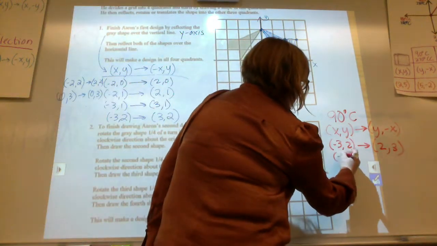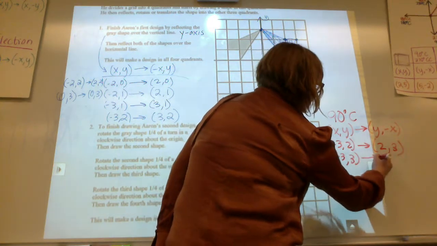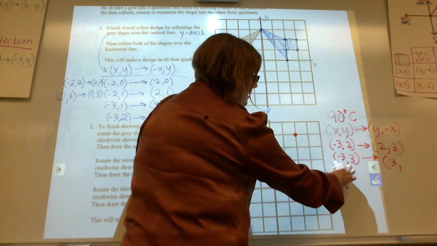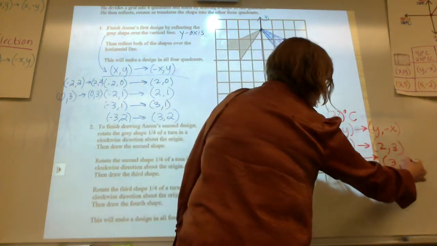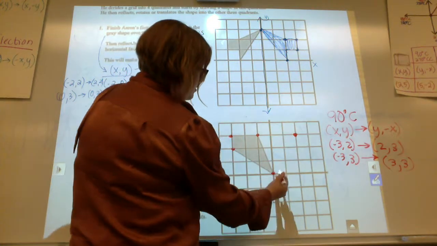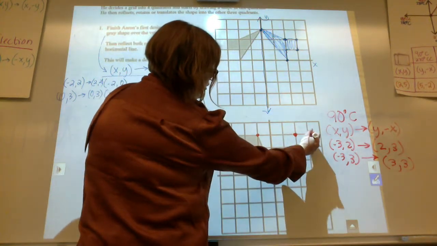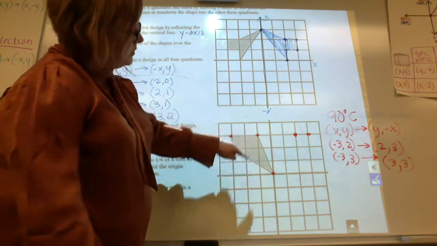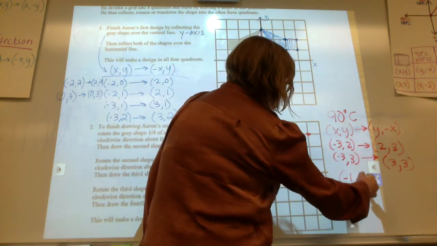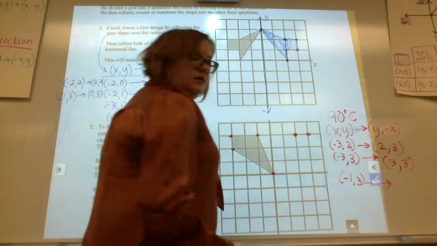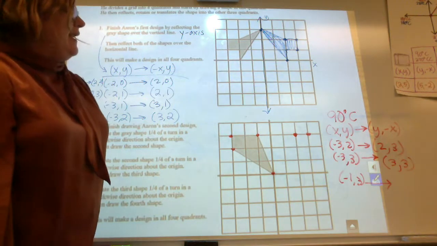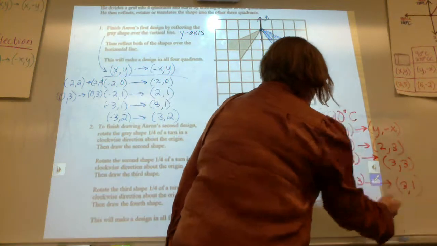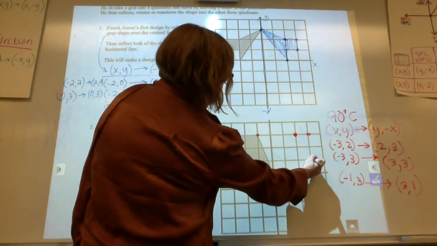So -3, 3. And again, I'm going to take what was in the y, put it in the x, and take the opposite of the x and put it in the y. So I get the point 3, 3. So over to 3 and up to 3. All right, let's do this last one. So this is back by 1, up to 3. So -1, 3. Can you see that? Yeah. And again, I'm going to put the y where the x was and take the opposite of x. So this is over to 3 and up to 1.